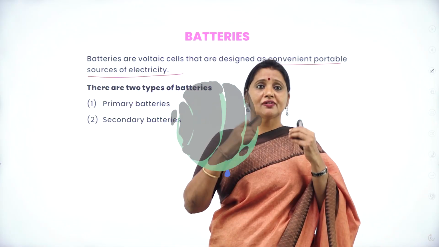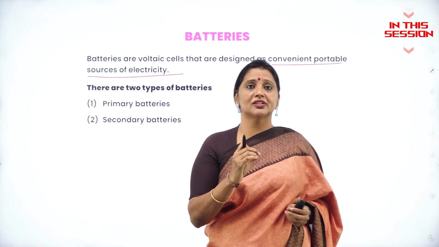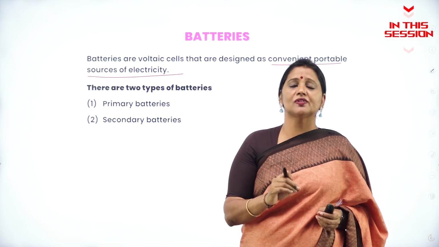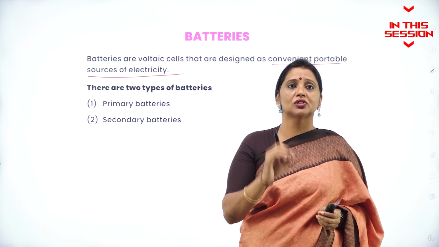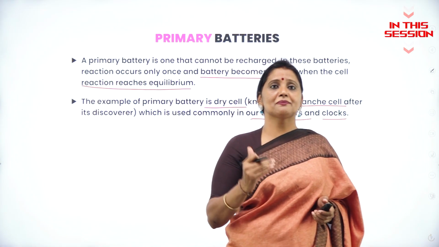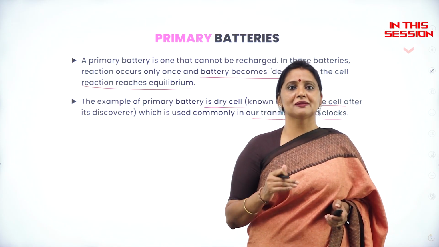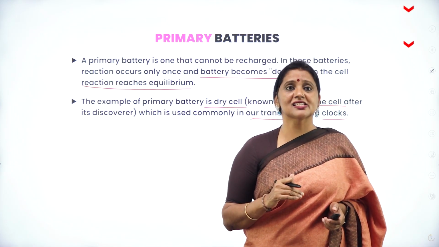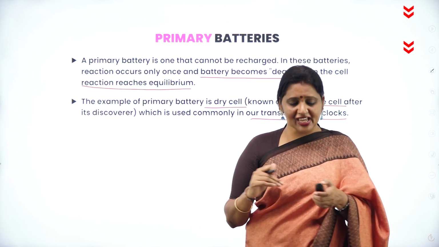The portable source of electric current or electricity are called as what? Batteries. Batteries also work as galvanic cell as well as what? Voltaic cell. What's the example for primary batteries? The example for primary batteries are dry cell. Dry cell is also called as Leclanche cell.